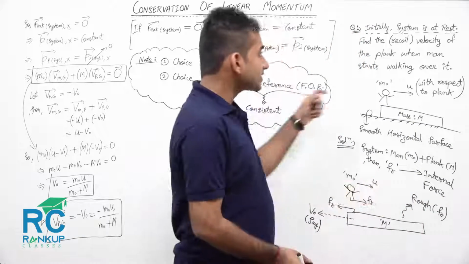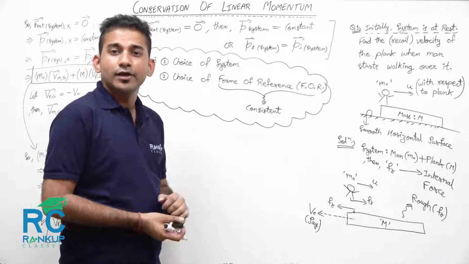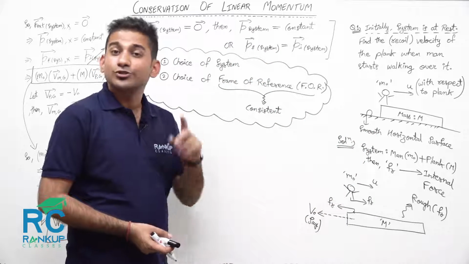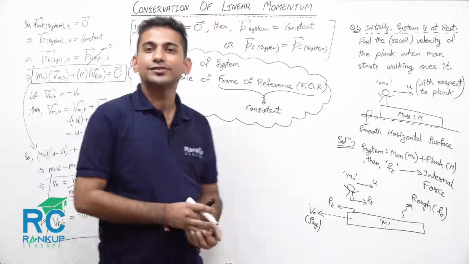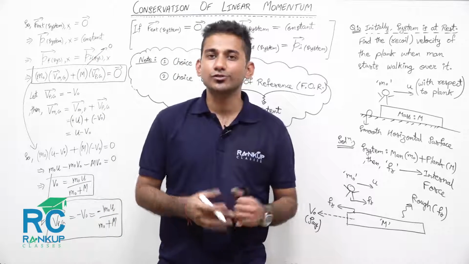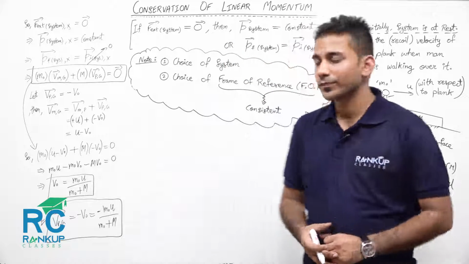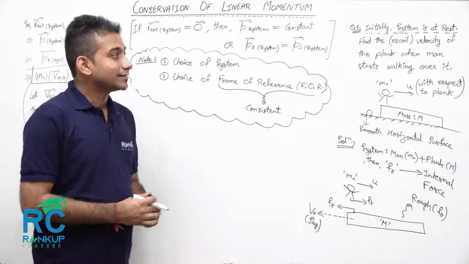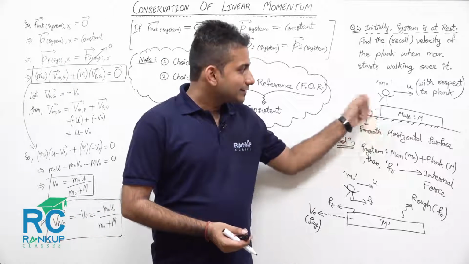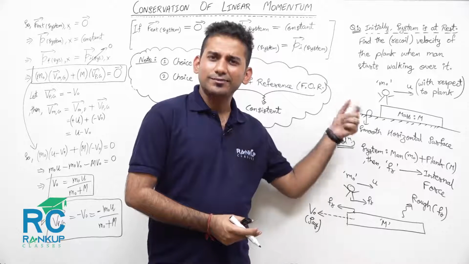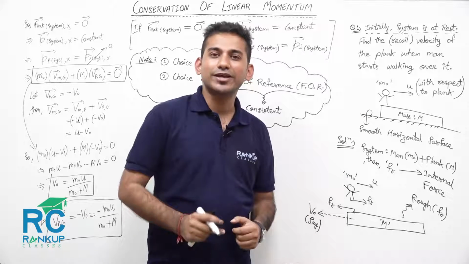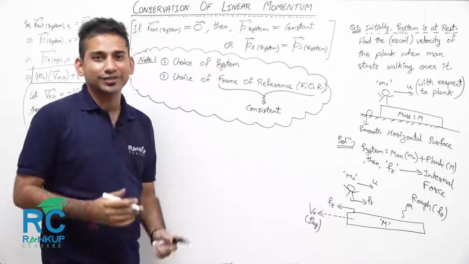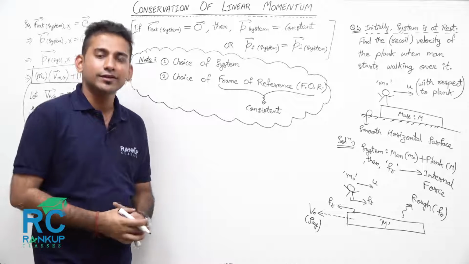So it seems to be a very simple problem based on conservation of linear momentum, but there can be mistakes if we don't take care of two things. The first thing is the choice of system, right? And the second thing is we need to be consistent regarding the choice of frame of reference as well, right? Can you say that this is a two-particle system, man plus plank? I have already told you numerous times that this two-particle system is one of the very common and important systems in physics as far as 11th and 12th grade are concerned.